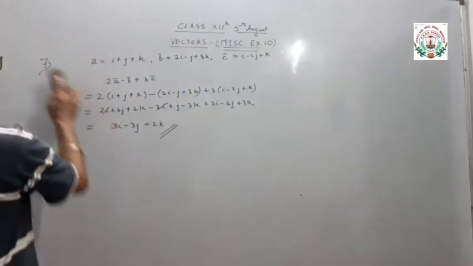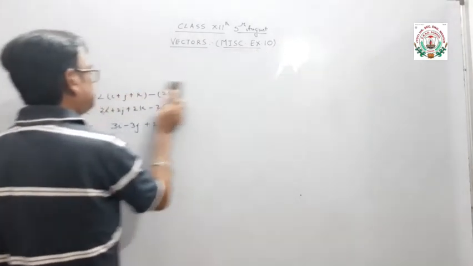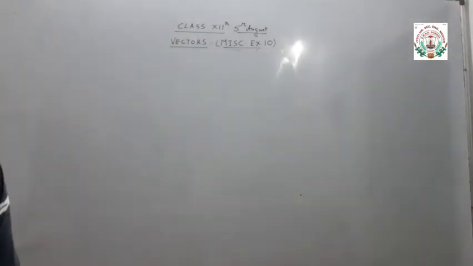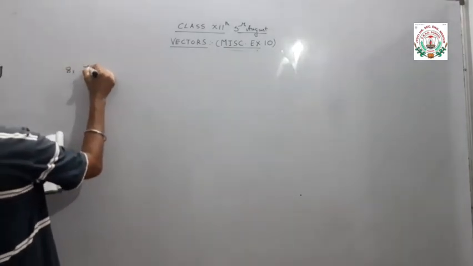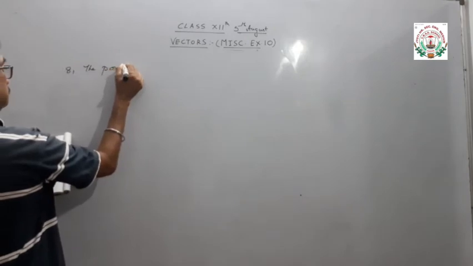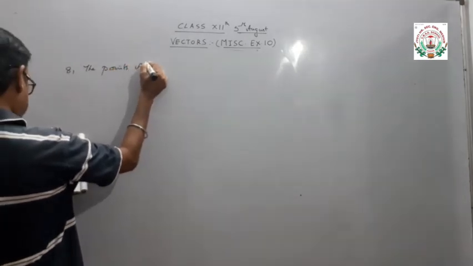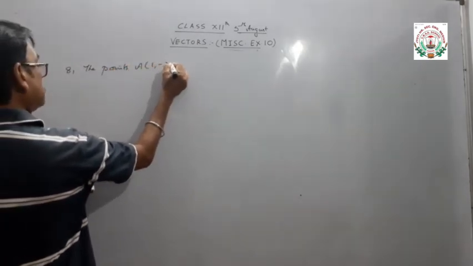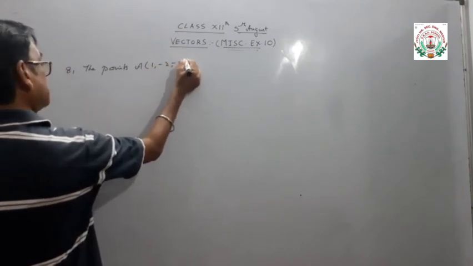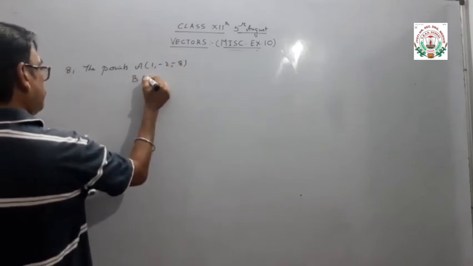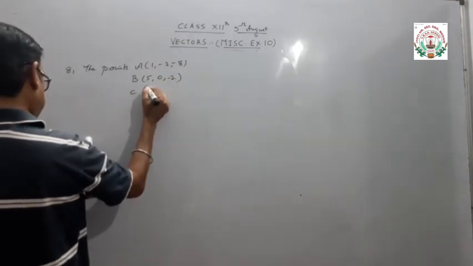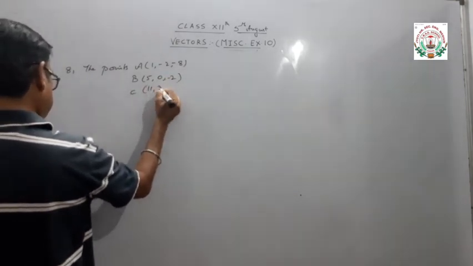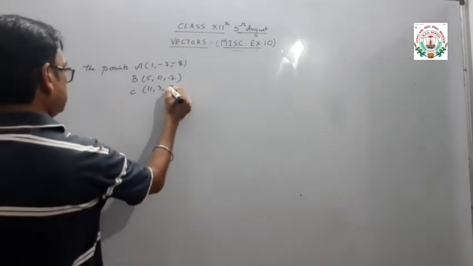Now let's move to question number 8. Show that the points A (1, -2, -8), B (5, 0, -2) and C (11, 3, 7).